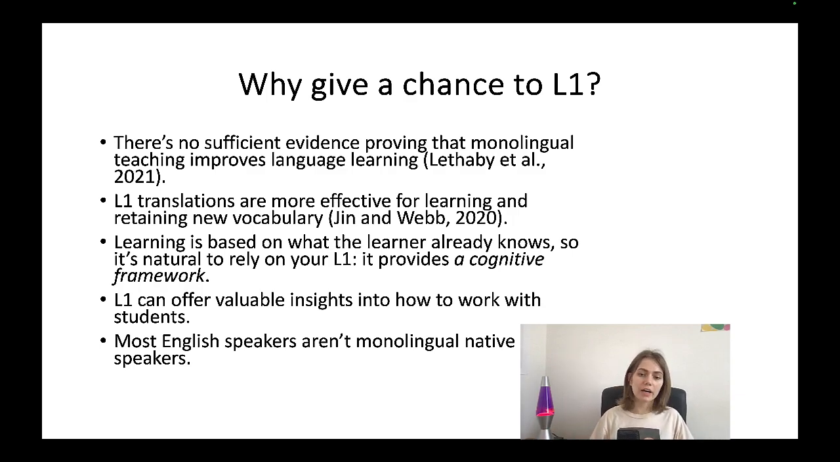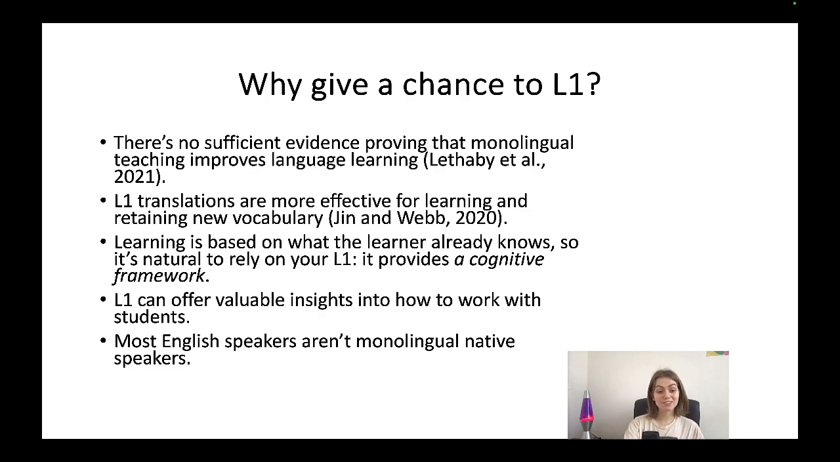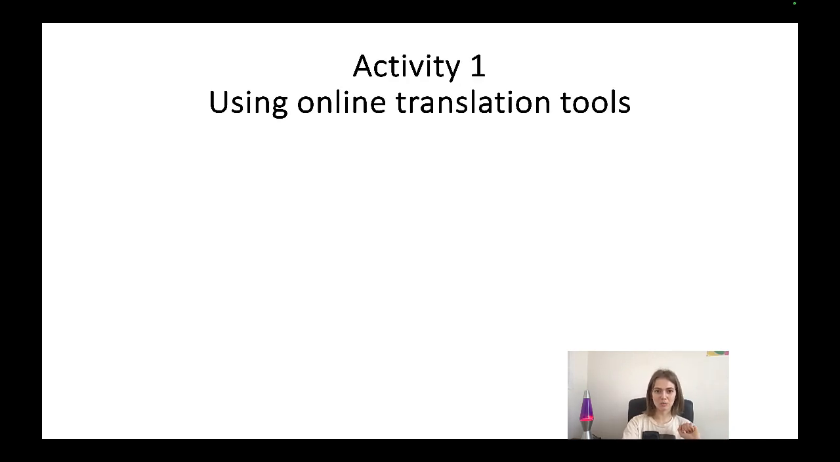That's not always a viable option. Right. And so with that being said, let's have a look at the first activity that I thought I could share with you. It's you using online translation tools, so dictionaries, Google Translate, anything like that would do.